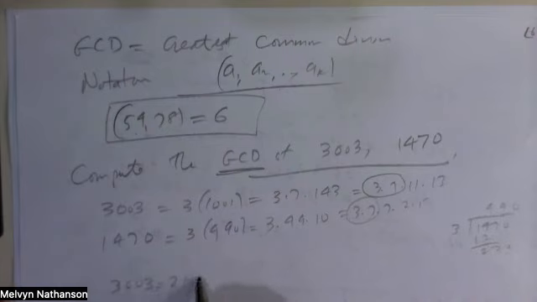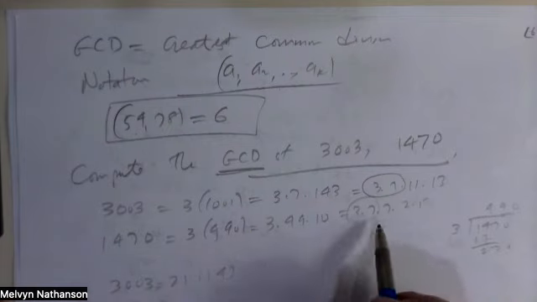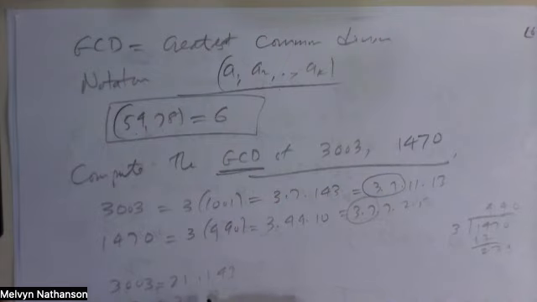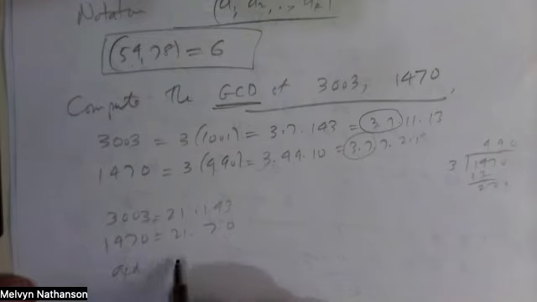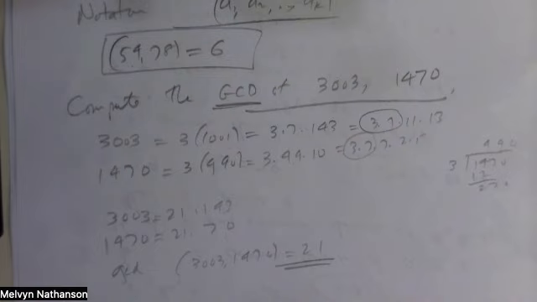3003 is 21 times 143, and 1470 is 21 times 70. And these two numbers are relatively prime. They have no common factor. So it looks like the GCD of 3003 and 1470 is actually 21. Oh, that's kind of interesting. Someone put this on chat correctly. Thank you, Felix.